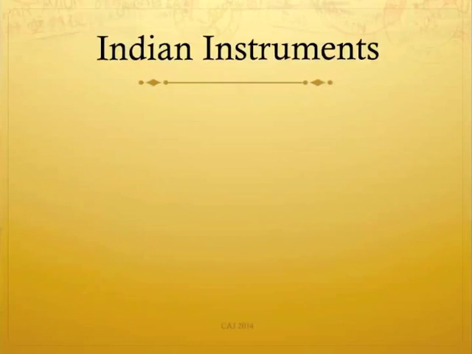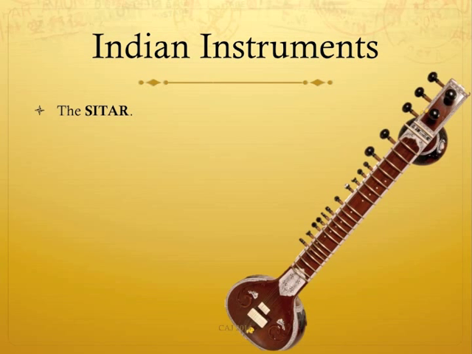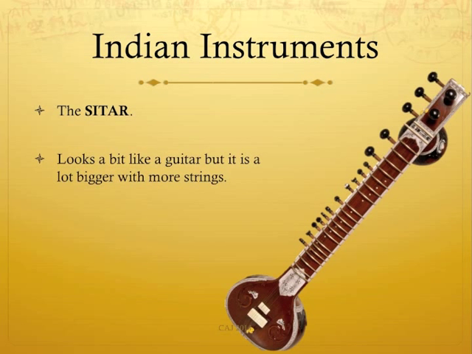Next instrument we're going to have a look at is the sitar. Now the sitar looks a little bit like a guitar, but it is a lot bigger than a guitar with a lot more strings. A sitar can have up to 20 strings on it, whereas a guitar would normally only have six strings on there. Okay, the sitar plays the main melody.